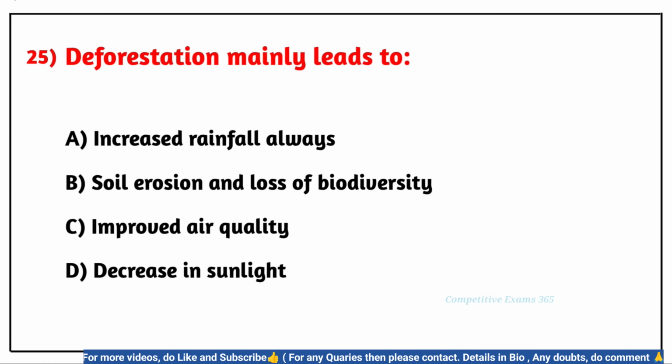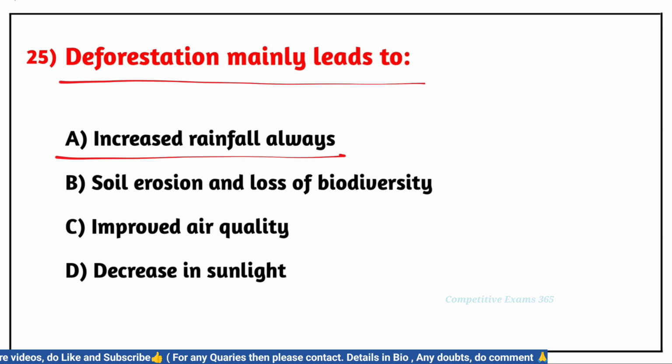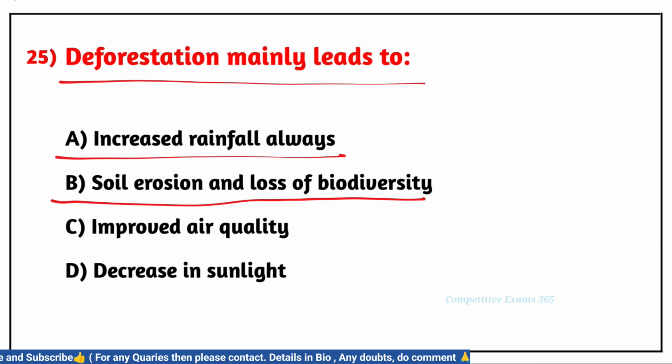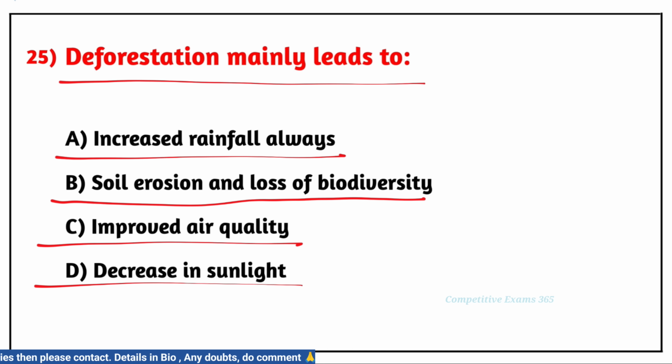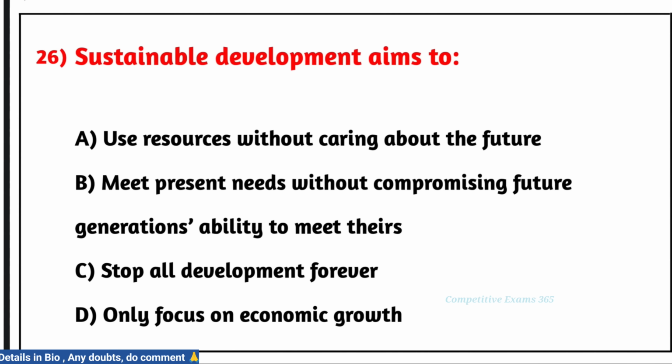25th question. Deforestation mainly leads to. Option A, increased rainfall always. Option B, soil erosion and loss of biodiversity. Option C, improved air quality. Option D, decrease in sunlight. Option B, soil erosion and loss of biodiversity, it is the correct answer.